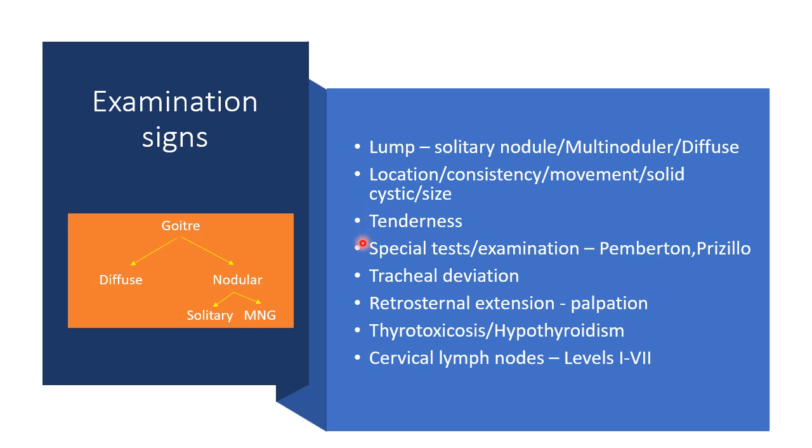So are the special tests or examinations, checking for the position of the trachea to see whether there's any tracheal deviation, retrosternal extension, which I mentioned just now, evidence of hyper or hypothyroidism, and the presence of cervical lymph nodes, if enlarged, to determine which group of lymph nodes are enlarged.